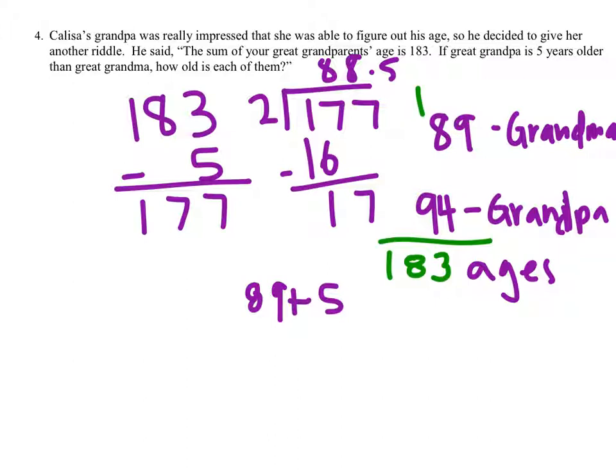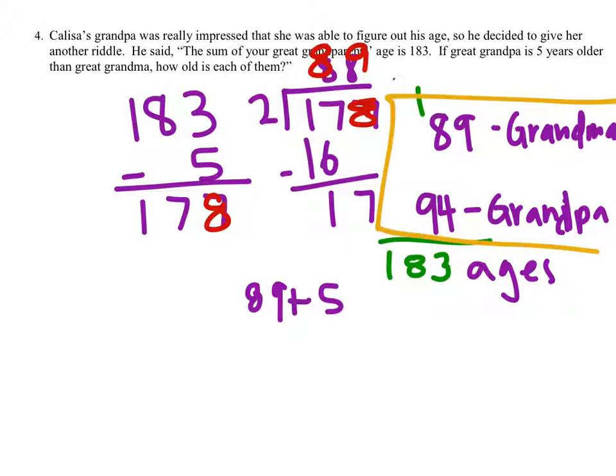It's the 183 minus 5, that'd just be 178. Right there. Now that would have given you a straight up 89 right there, and that would have been it. So yes, that is correct. Grams is 89, Gramps is 94.